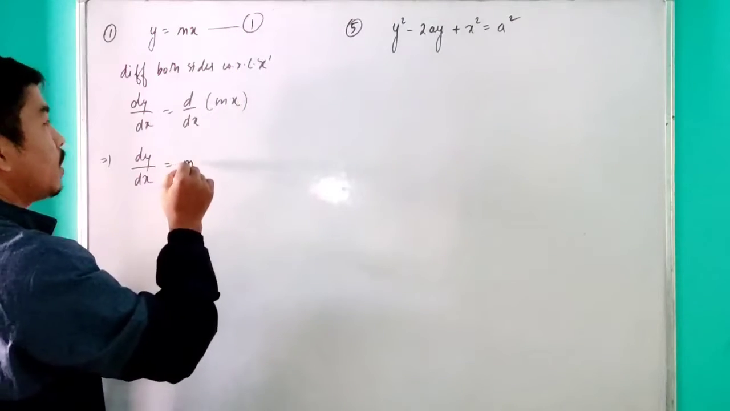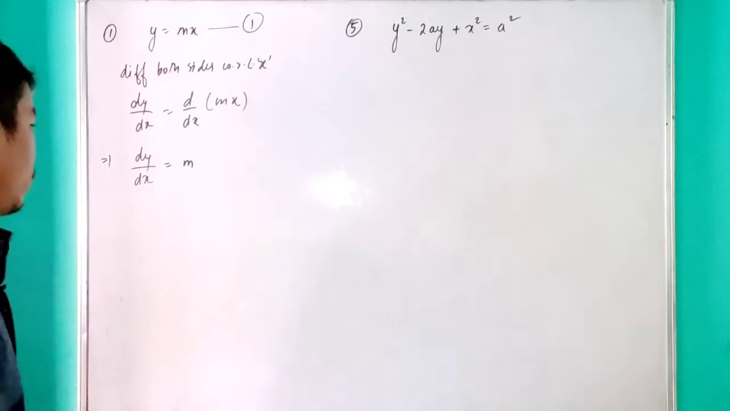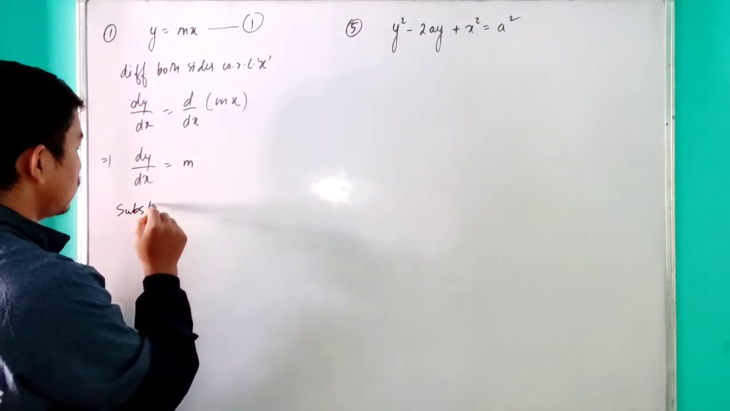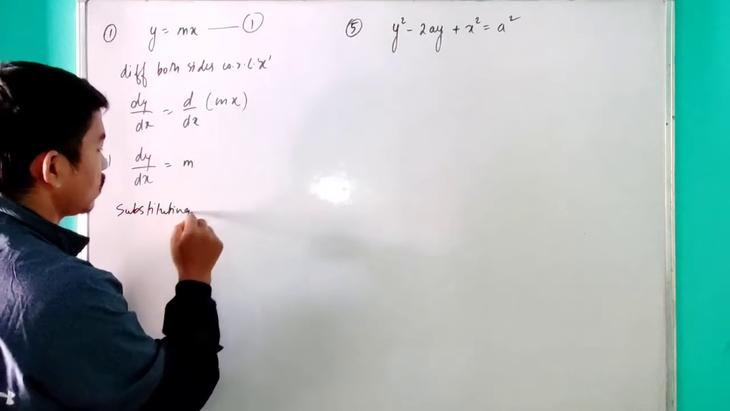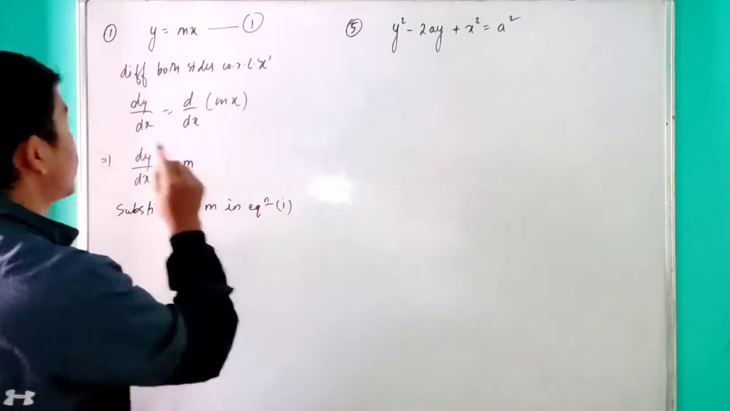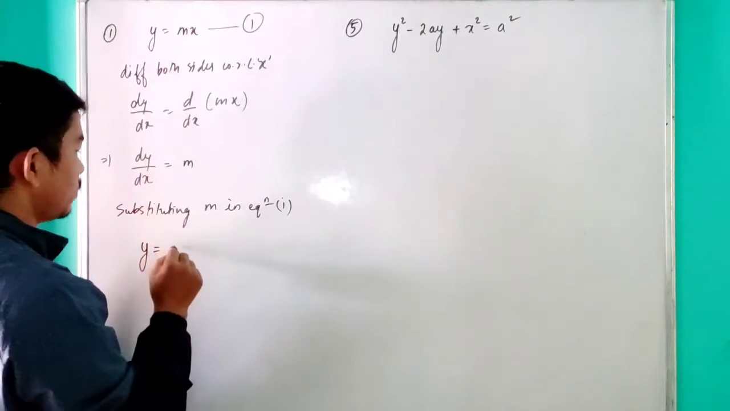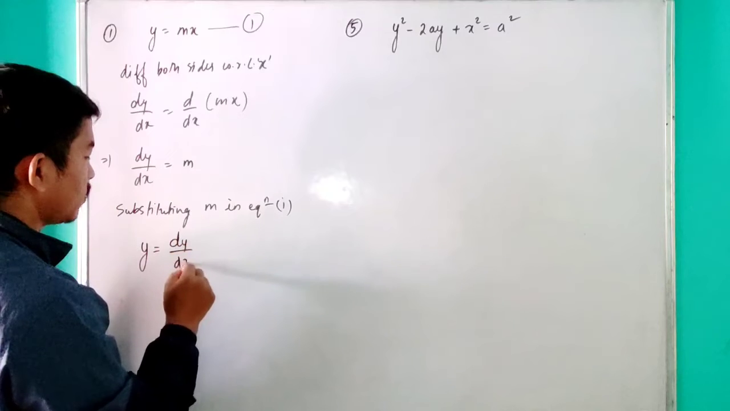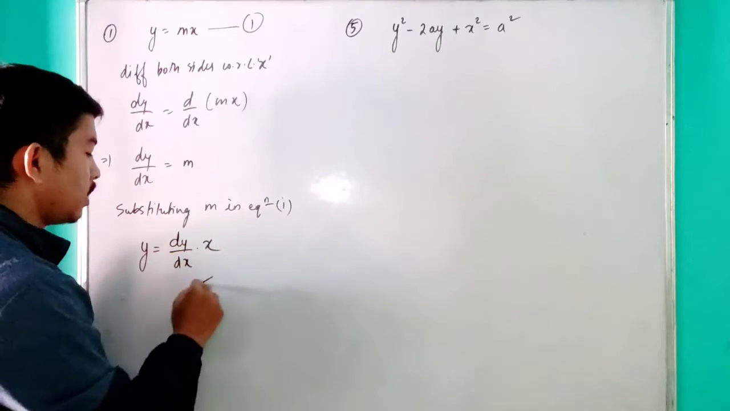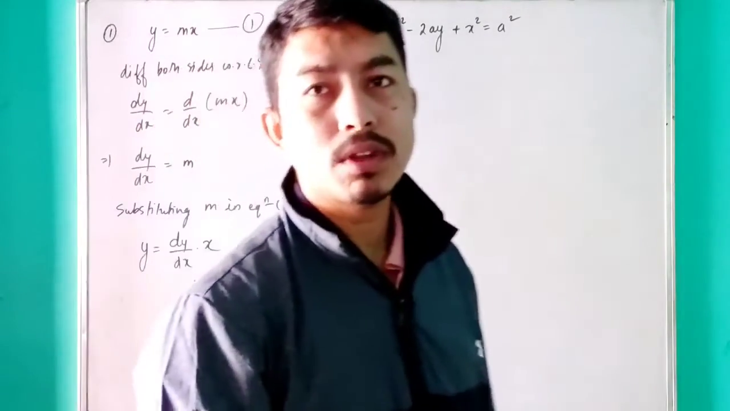So I substitute the value of m in the given equation and then I obtain the differential equation. So therefore, now substituting m in equation 1, what do I get? I'll simply get y equals, what does the m mean? M means it is dy by dx into x. Okay, so which is the required differential equation. So this is how we form the differential equation.